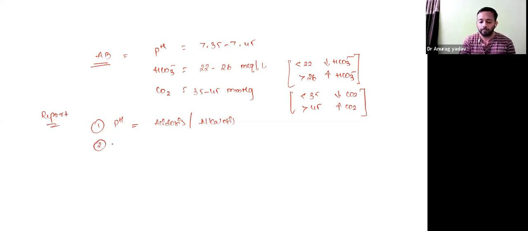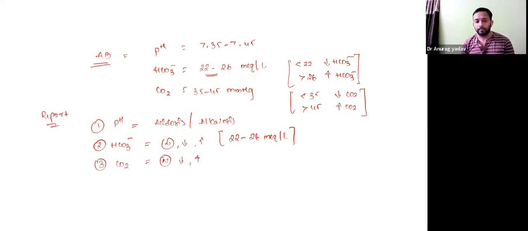Second, you should always see bicarbonate levels, whether it is normal, decreased, or increased than the normal range, 22 to 26 milliequivalents per liter. Third, you see what is happening to the carbon dioxide levels. Is it in the normal range, decreased, or increased? Why? I'll tell you next. But now, please imprint in your mind, you should see in this sequence: pH first, bicarbonate second, and CO2 third. Is it clear? Yes, sir.